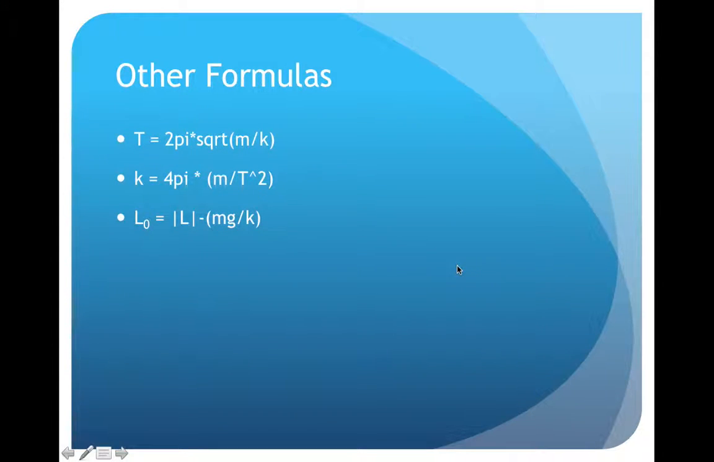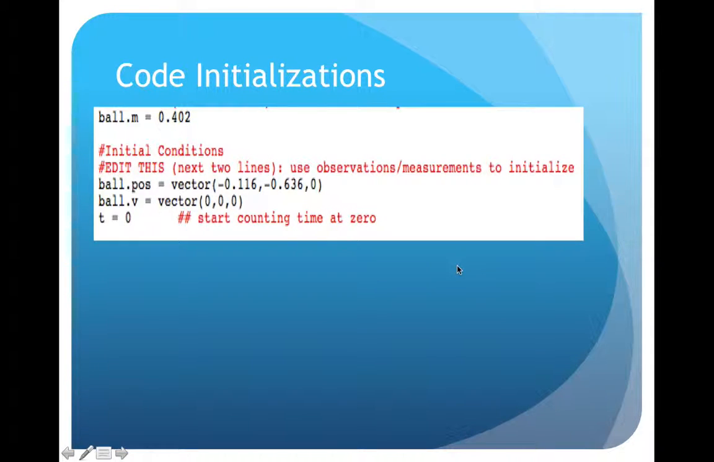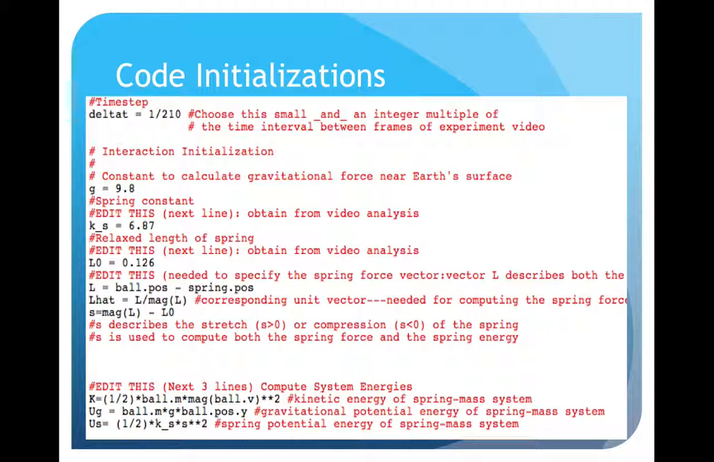So we go to our code now. Here are some initializations. Ball mass is 0.402. The ball position vector is right here, which is in relation to the origin, which is at the top of the spring, and we have an initial velocity of 0. Other initializations: a delta t of 1 over 210 seconds. Keep in mind that this is small compared to the time step used in the video.